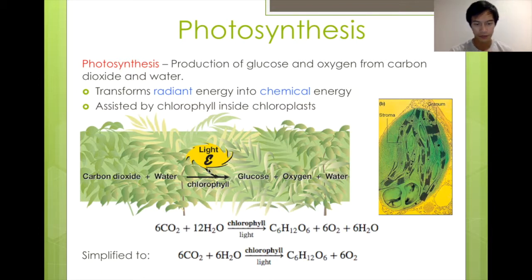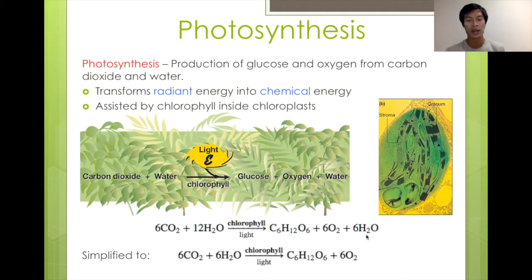Okay, now here is the chemical formula. There are 6 molecules specifically of carbon dioxide with 12 molecules of water, with the assistance of chlorophyll and light, that will form 1 molecule of glucose, 6 molecules of oxygen, and then another 6 molecules of water.